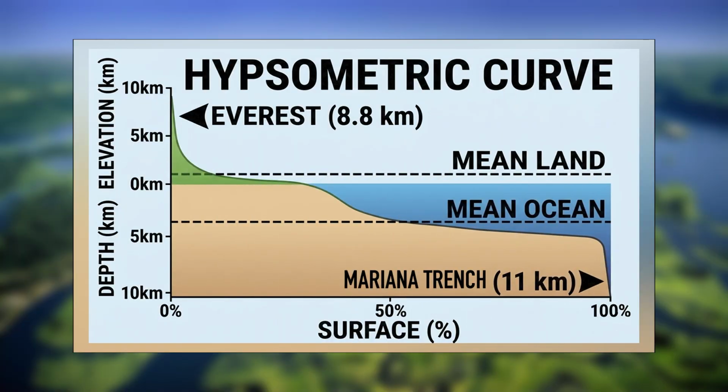The global distribution of submarine elevations can be quantitatively represented by a hypsometric curve. This graph plots the cumulative percentage of Earth's total surface area that lies above or below a given elevation or depth relative to a datum, typically mean sea level.